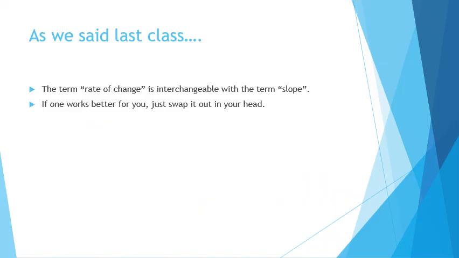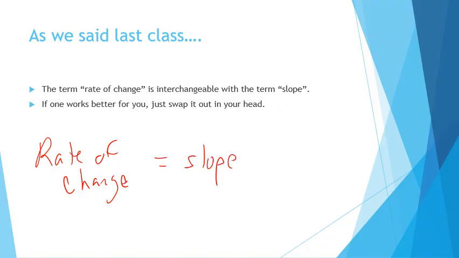All right, so just as a quick refresher, as we said last class, we introduced a new term, and that was rate of change. Basically, all you need to know for the definition is that it is the exact same thing as the word slope, right? So if you feel more comfortable using the word slope, whenever you see rate of change in this lesson and in the future for this class, just change it out with the word slope in your head. There's zero issues with that because those two terms are synonymous.